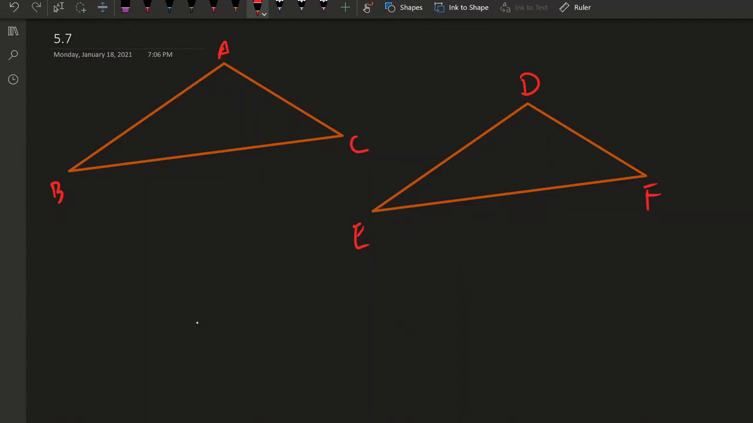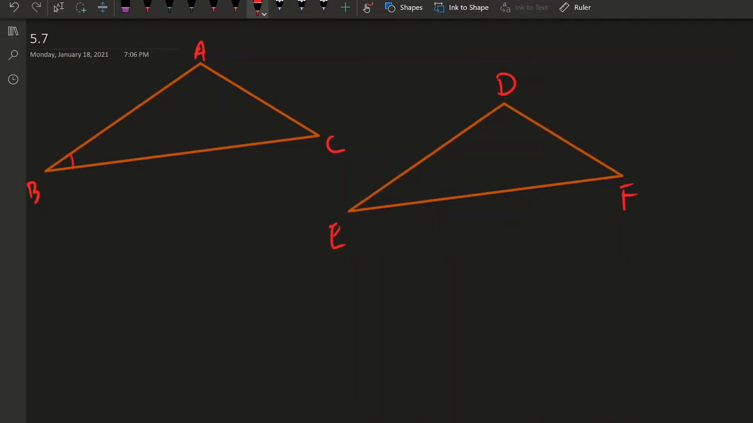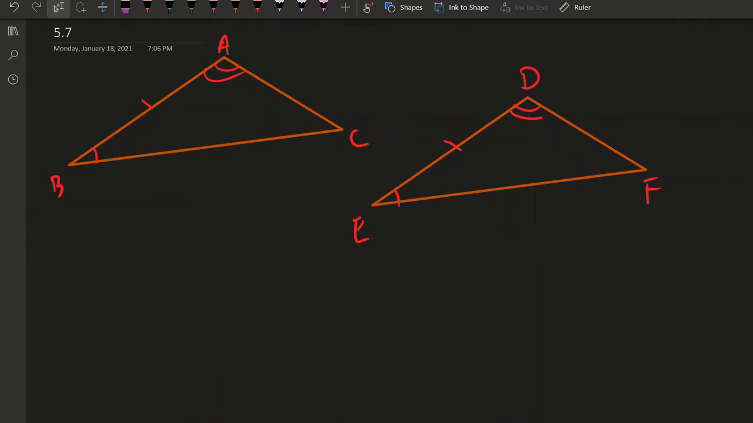We have done a lot of work on proving that two triangles are congruent. But what if we already know that they're congruent? So we've done all of our work with our SAS and our ASA, and we've proved that these two triangles are congruent. Well, let's say, for example, that I have proven that angle B is congruent to angle E, and angle A is congruent to angle D, and side AB is congruent to side DE. Well, I could now say that these triangles have to be congruent because of the ASA congruence theorem.